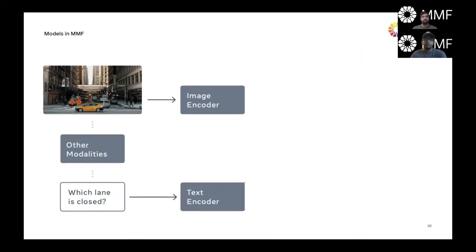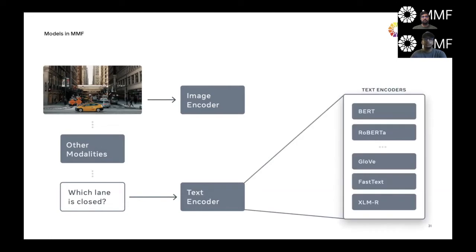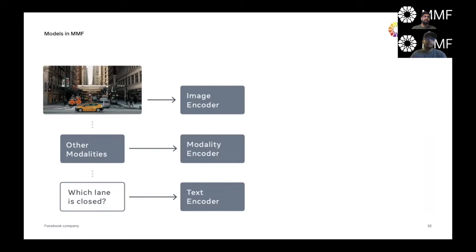Then for the text, we can have different types of text encoders. Similarly, the encoders may be BERT, RoBERTa models, or even GloVe, fastText, and XLM-R models. And similarly, if there are other modalities like say OCR or any other modalities, we can have a modality encoder for each of these.